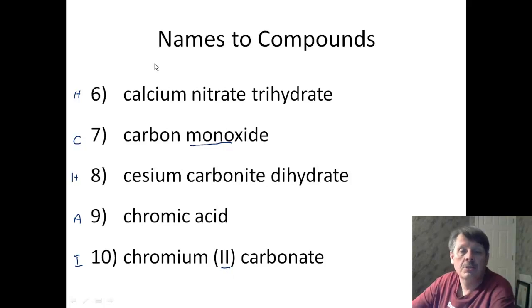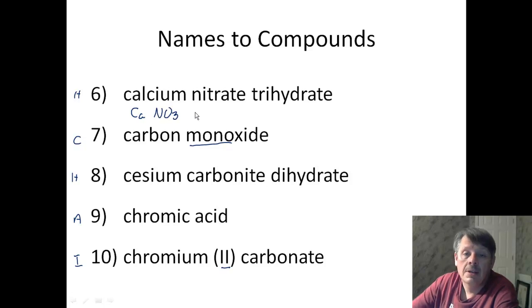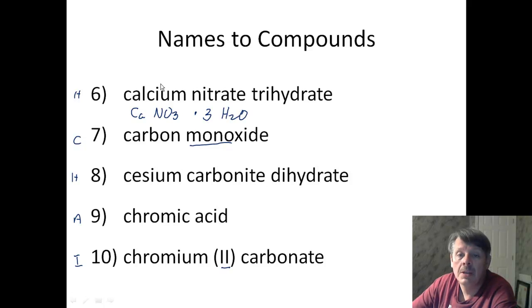All right, so let's go and name these. Calcium is Ca, nitrate is NO3, and hydrate is 3 hydrates, which is H2O. Now calcium is a 2+ charge, nitrate is a 1-. So when I cross them, I need 2 nitrates, so I do that. Covalent compounds, the easiest one, carbon, 1 oxygen, I'm done.